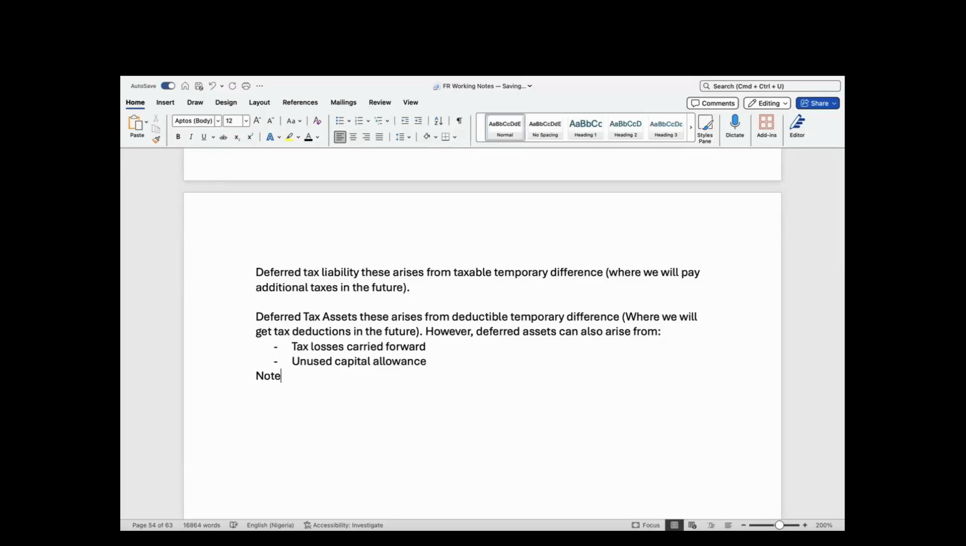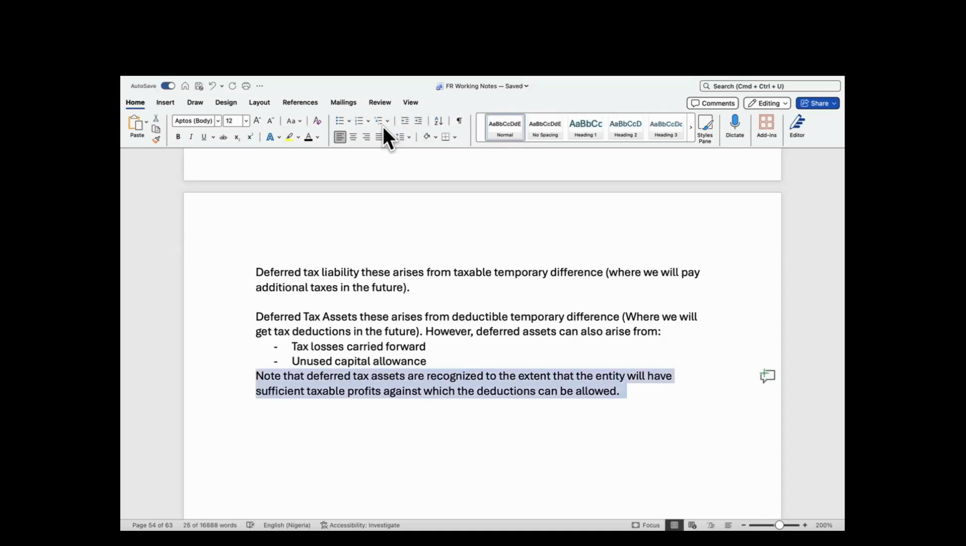But IFRS 12 says that, know that deferred tax assets are recognized to the extent that the entity will have sufficient taxable profits against which the deductions can be allowed. So what we are saying here is this.